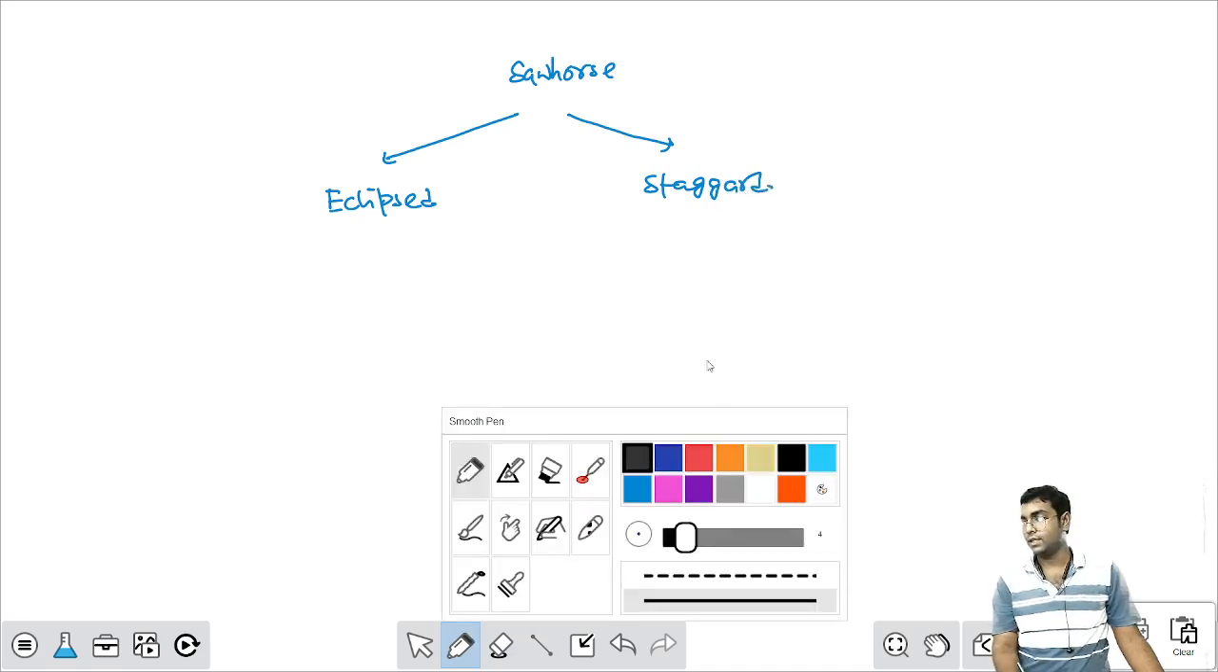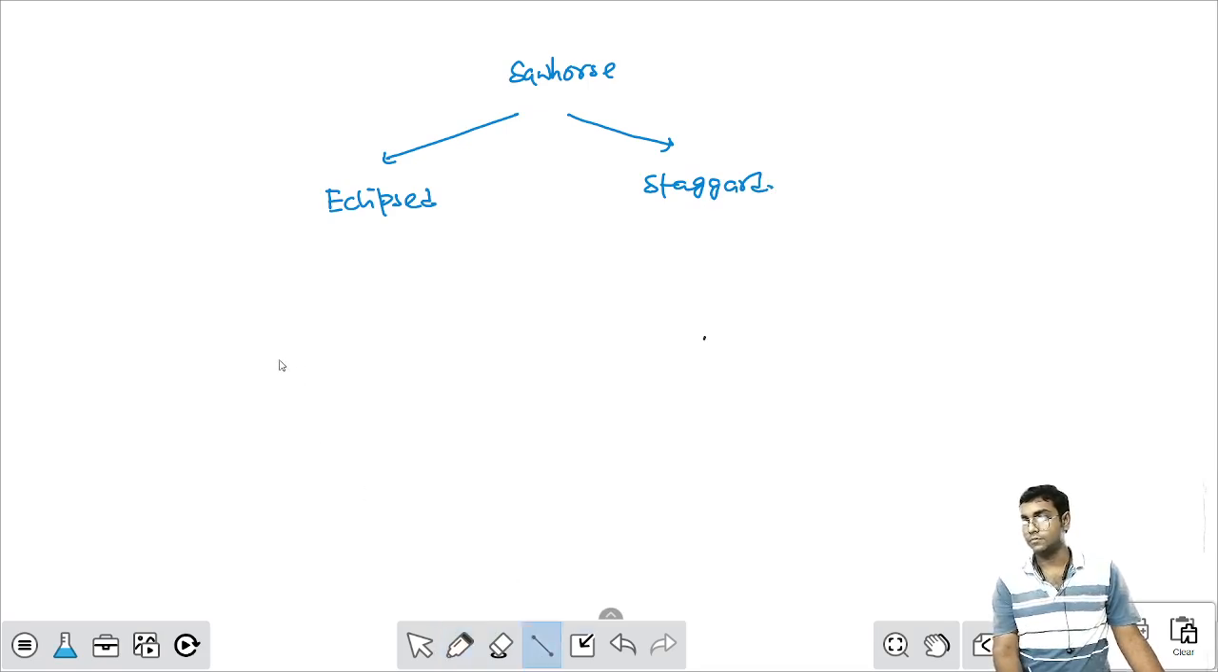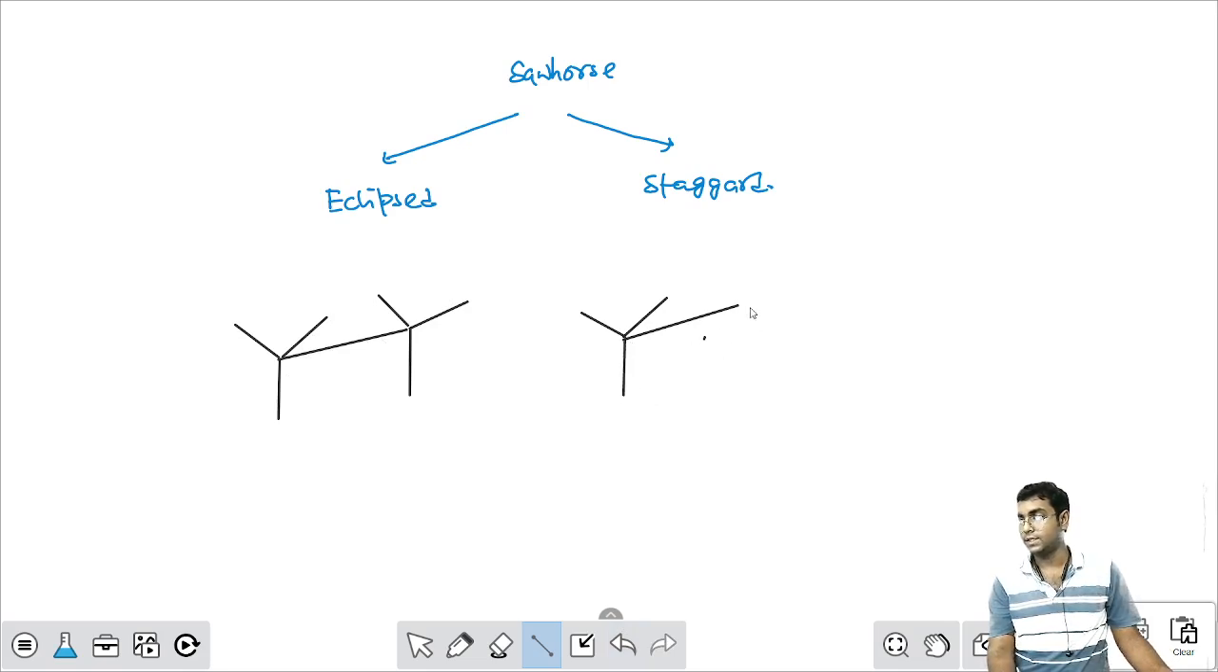So let's take a sawhorse projection. It is one type of sawhorse projection, and another type of sawhorse projection is also possible, which is like this. So this is all Y, right? In the front carbon it is Y, in the back carbon it is also Y. But in this case, you can see that the back carbon is an inverted Y.